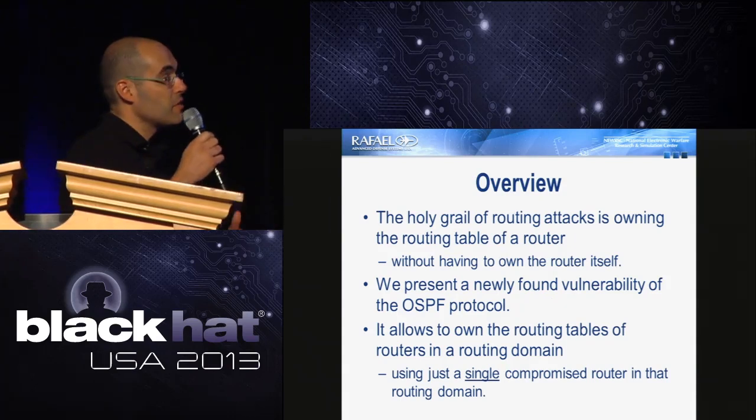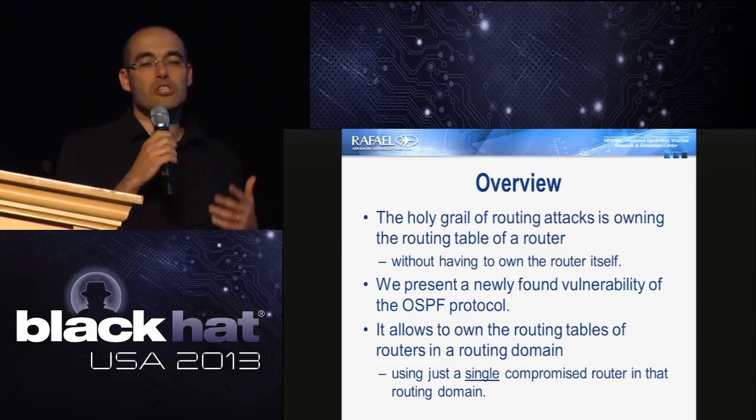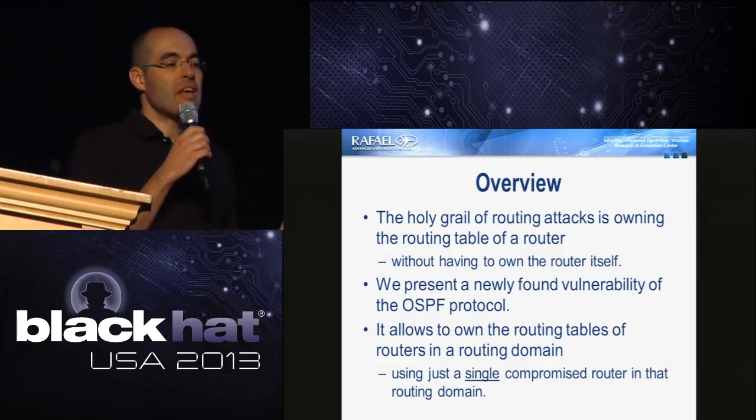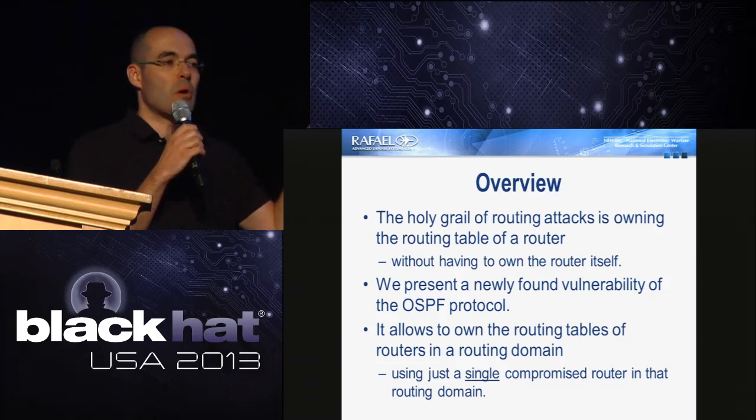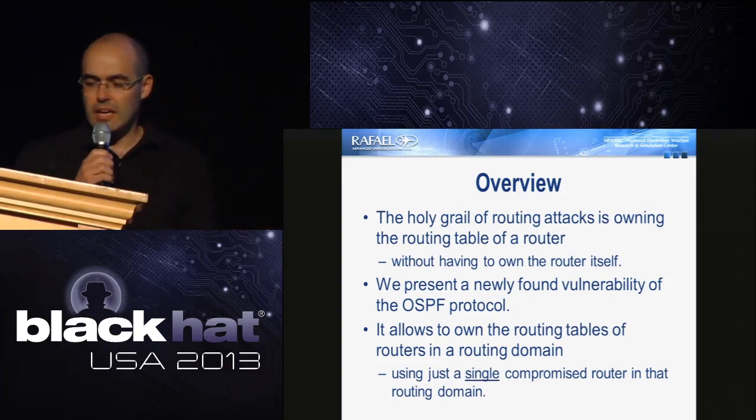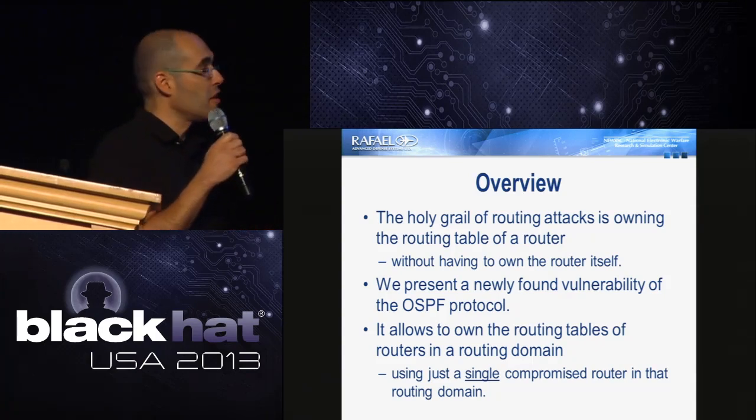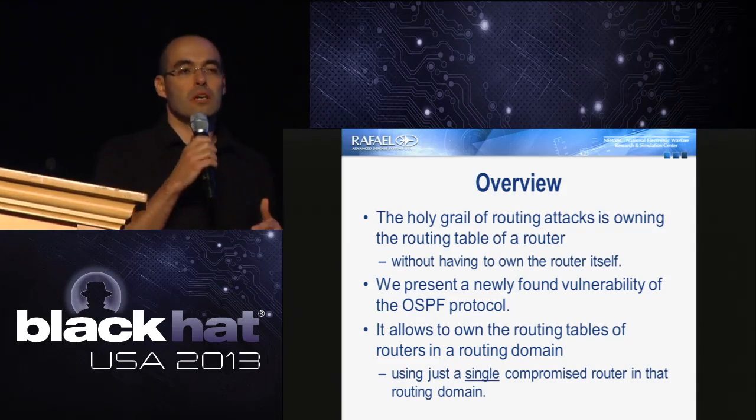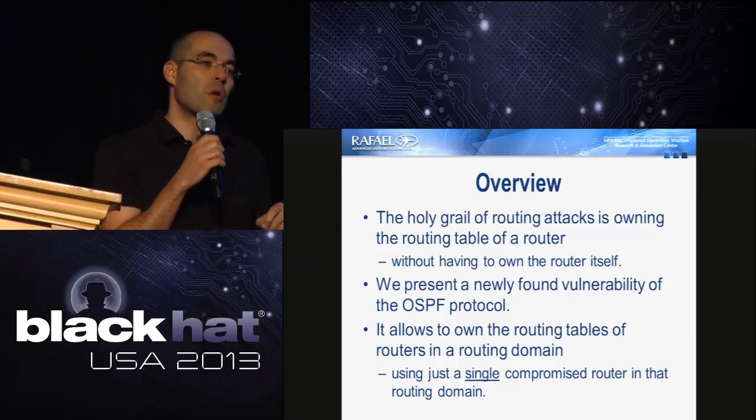Okay, so let me give you just a brief overview of what you're about to hear today. The target of many routing attacks is to control, alter or poison in some way the routing tables of a remote router without having to go through the trouble of actually owning the router itself. The attack I'm going to present today does just that. It is based on a newly found vulnerability of the OSPF protocol, and it allows an attacker to own the routing tables of other routers within the routing domain while using just a single compromised router within that domain.